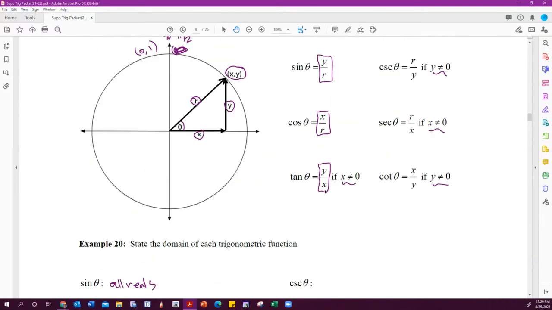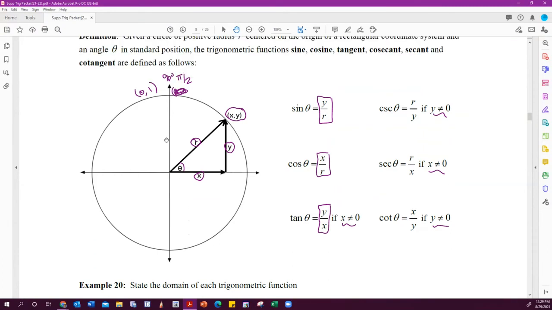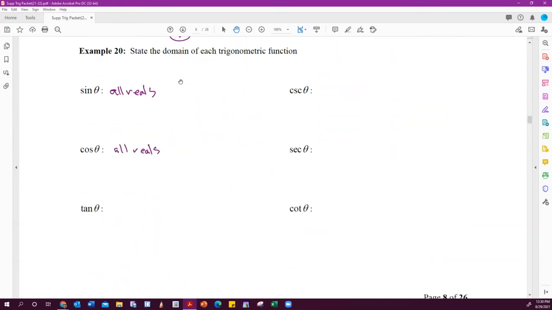Tangent, you cannot have x equal to 0. Remember, x is the horizontal distance. So that means you won't be able to do pi over 2, 3 pi over 2, or multiples of those that are coterminal, moving around the circle. Turns out those are 1 pi over 2, 3 pi over 2, and so on. These are the odd multiples of pi over 2. You cannot have the x to be 0.